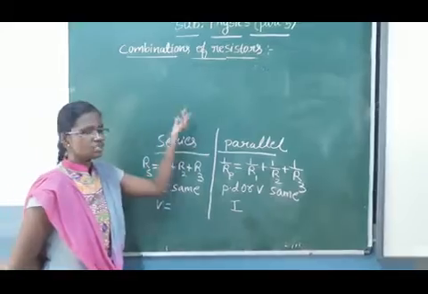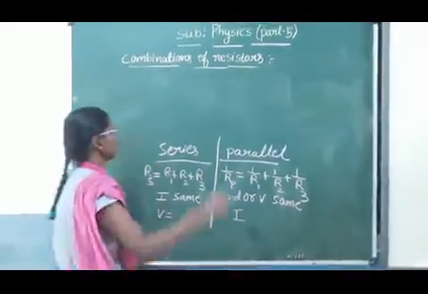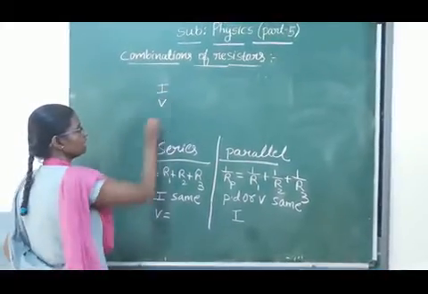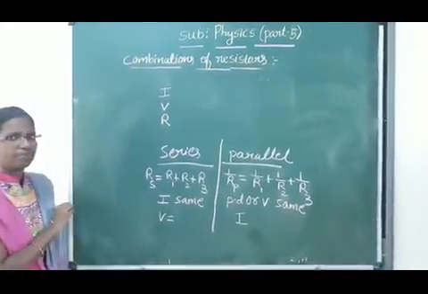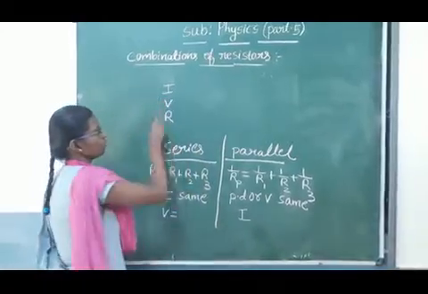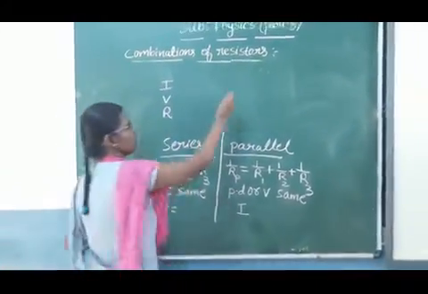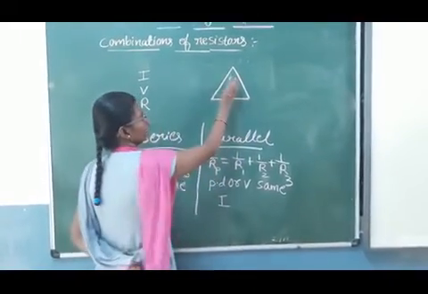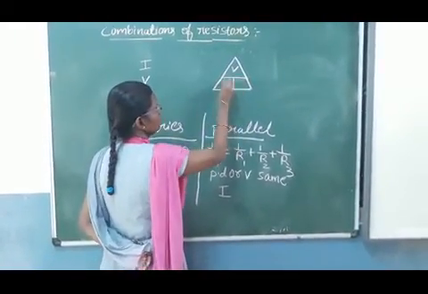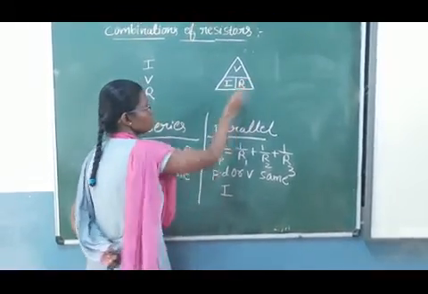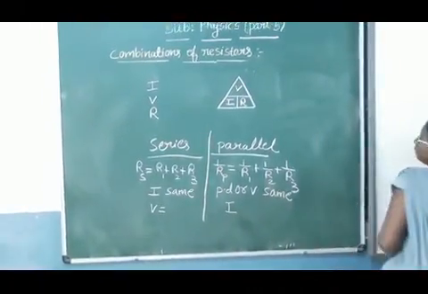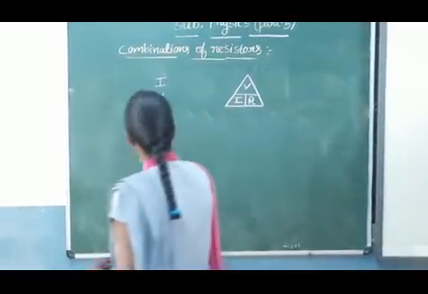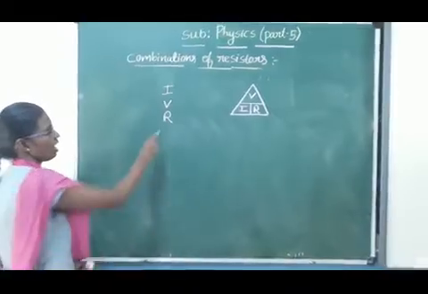In the last class we discussed Ohm's law, and we can derive the formulas for electric current, voltage and resistance. Now I will show one technique to remember all three formulas. You have to remember this triangle. I will write V at the top and I and R below. If you remember this triangle, we can get the three formulas for electric current, voltage and resistance.